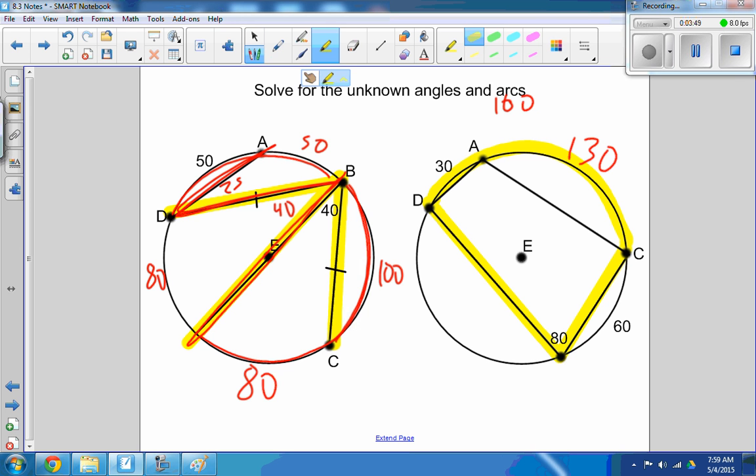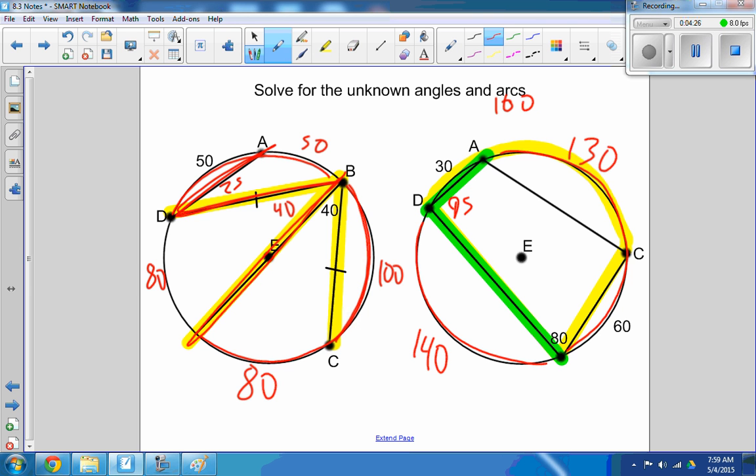We then have angle ADB. That creates this arc, 130 plus 160. That's 190. Divide that by 2. This has got to be 95. And then we also know, look, we're only missing this arc. That's got to be 360 minus 30 minus 130 minus 60. And so what we end up getting is 140 degrees.